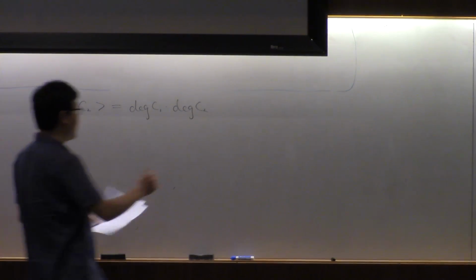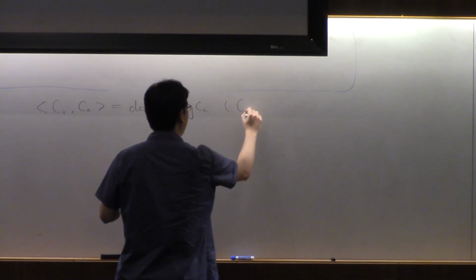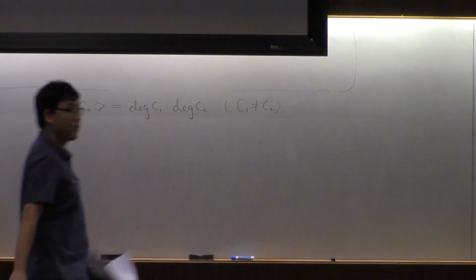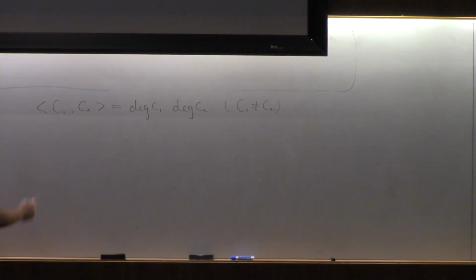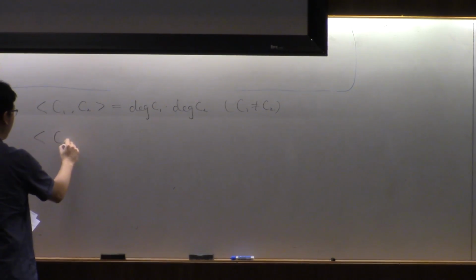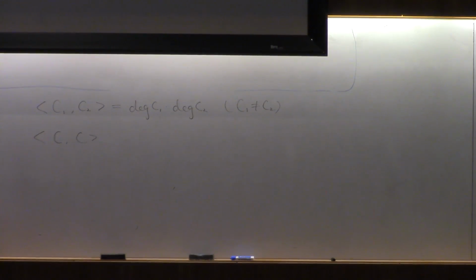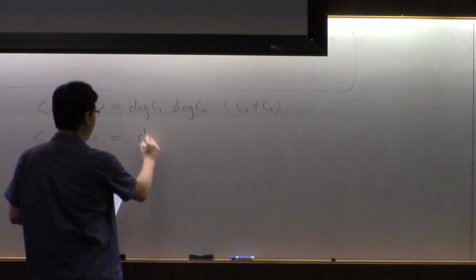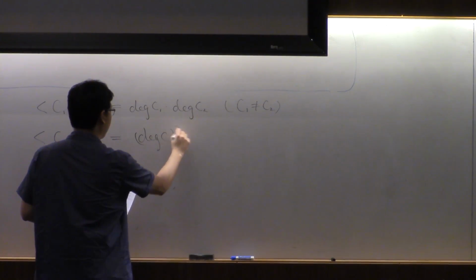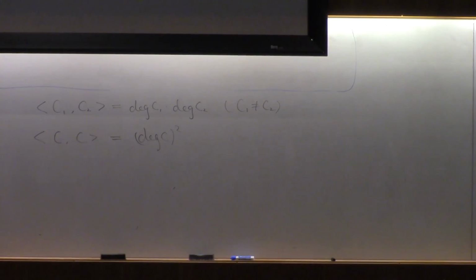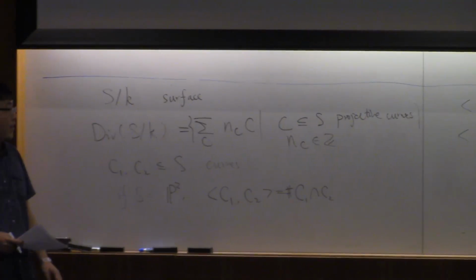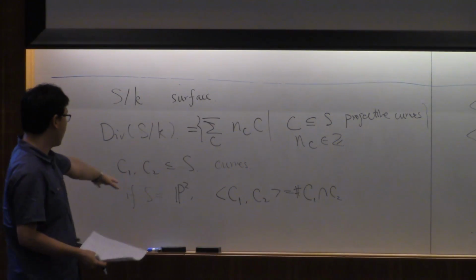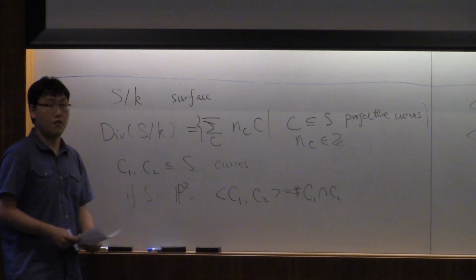So here, if this is true, you need to assume that the two curves are different. But if they are not different, you still want the same equality to hold, then you can just define this value to be the square of the degree of C. So this is the case for the projective plane. We can define such a bilinear form on the set of divisors.